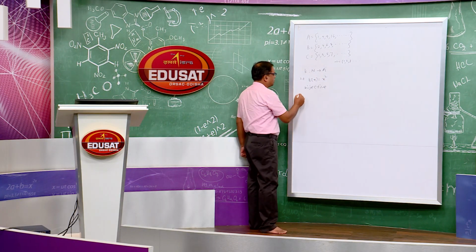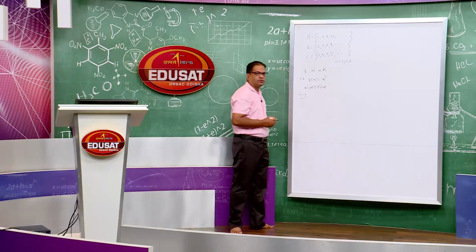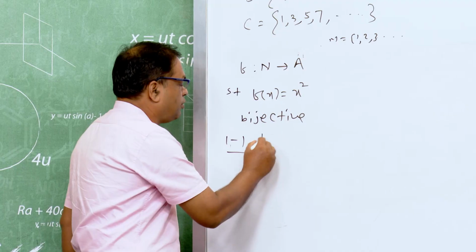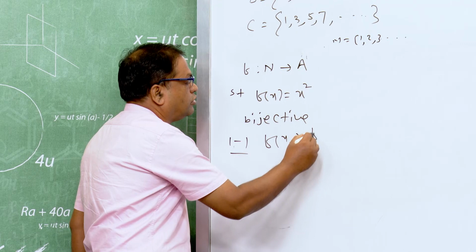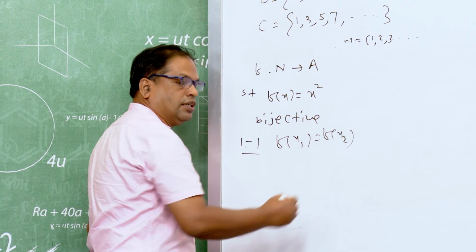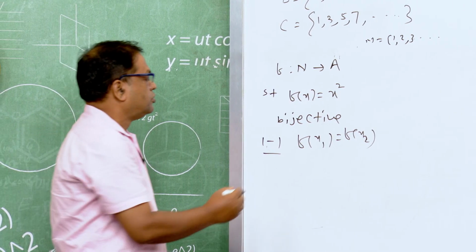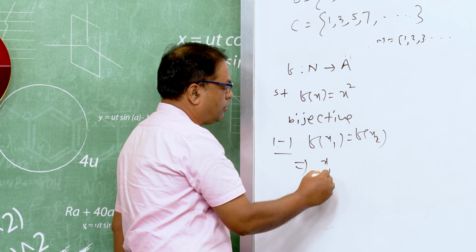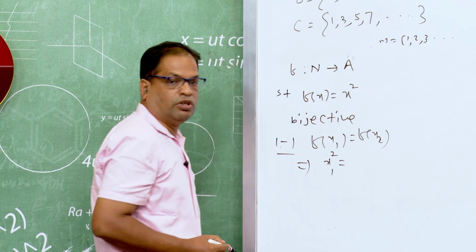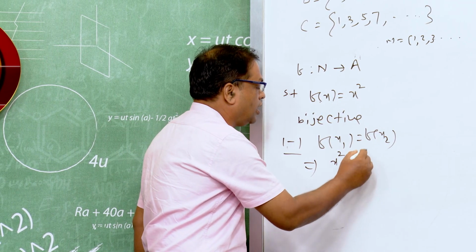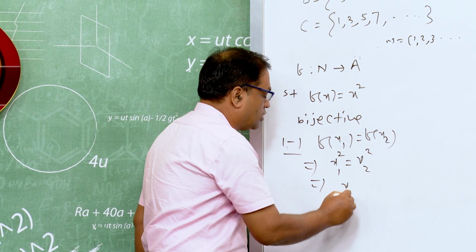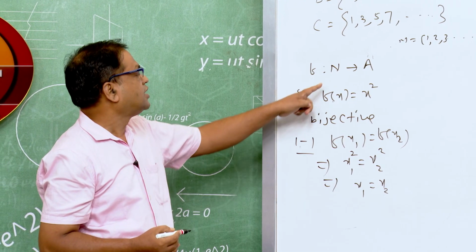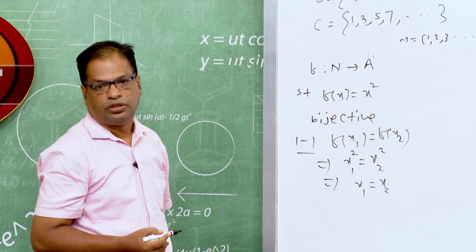We can test it for one-one. What is the test for one-one? f(x1) is equal to f(x2). We take f(x1) equal to f(x2) and we will show that it should be x1 is equal to x2. So, what is f of x? It is x square. f of x1 will be x1 square, f of x2 will be x2 square, then x1 is equal to x2. Here there will be no negative sign because both sets are positive; N is positive, A is also positive.